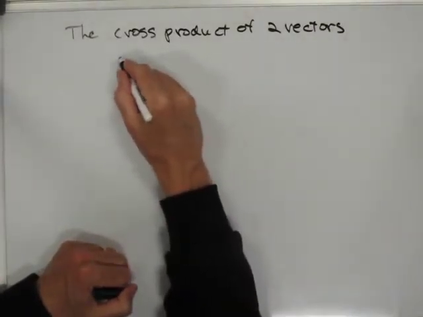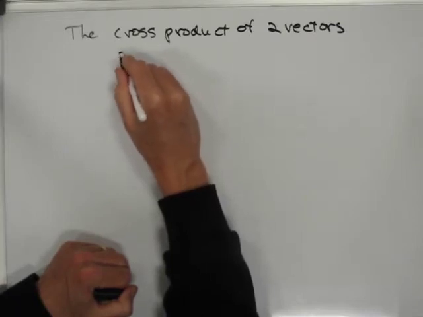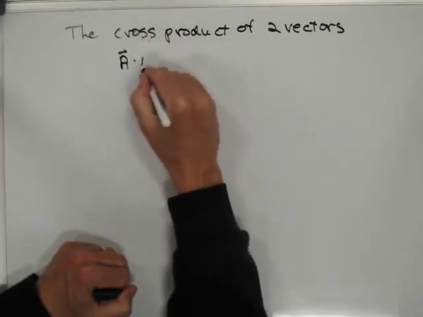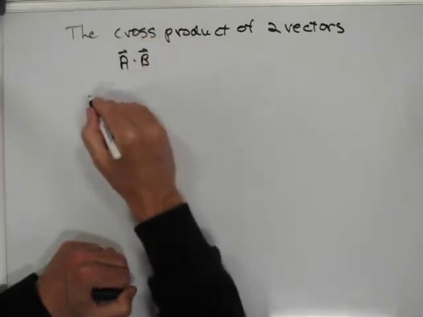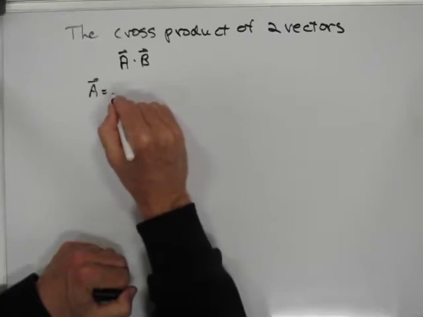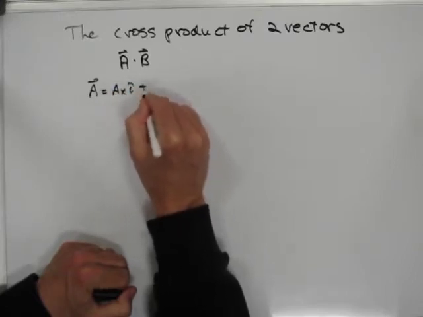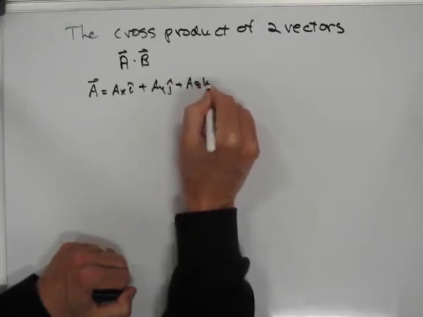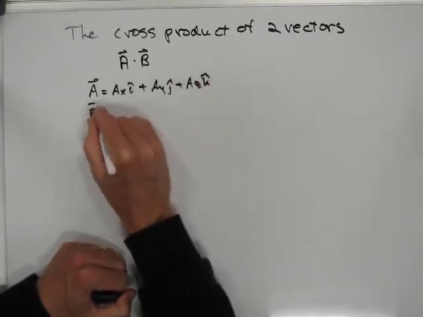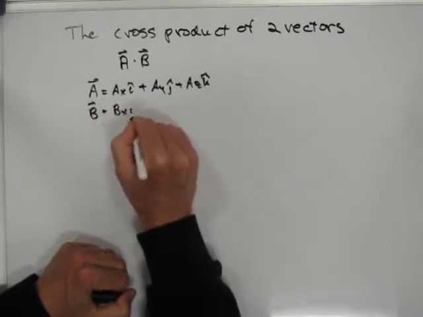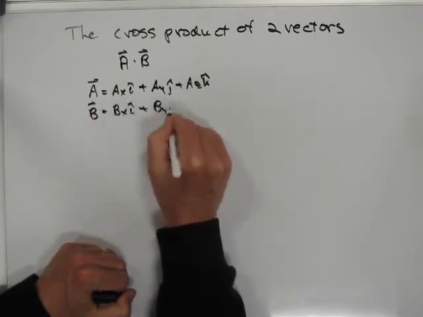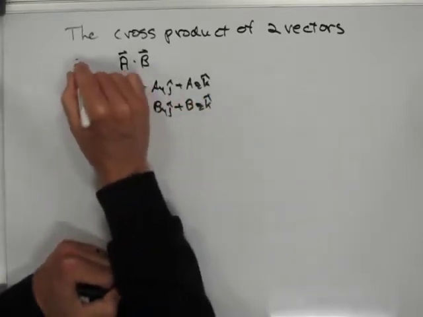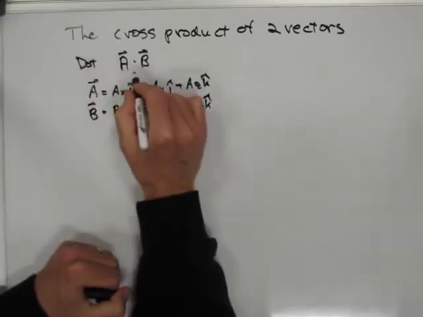So if you remember, we had the dot product of two vectors. If I have a vector A dot product with a vector B, and my vector A is a sub x i hat plus a sub y j hat plus a sub z k hat, and my vector B is equal to bx i hat plus by j hat plus bz k hat. This is the dot product, or the scalar product.